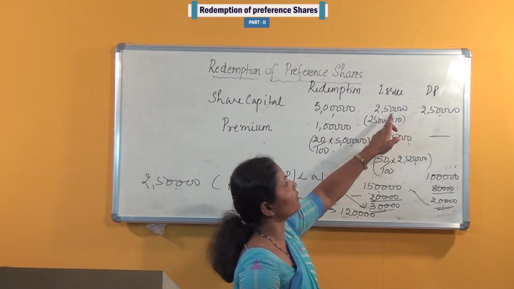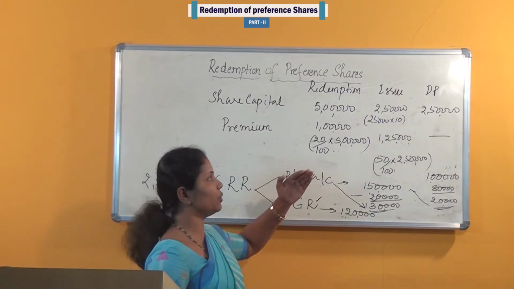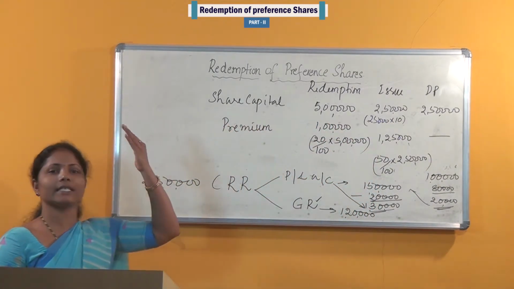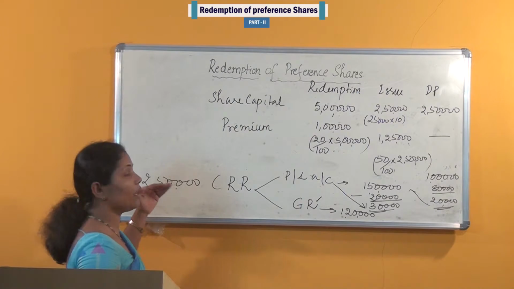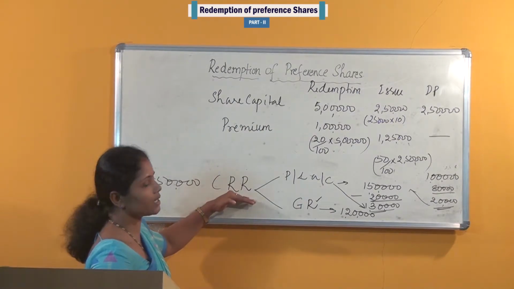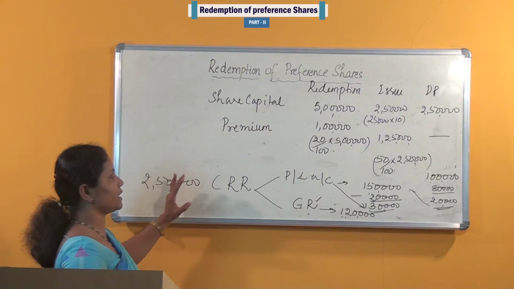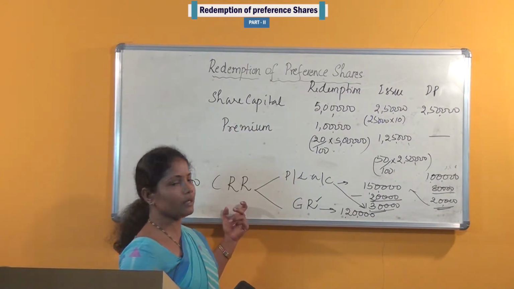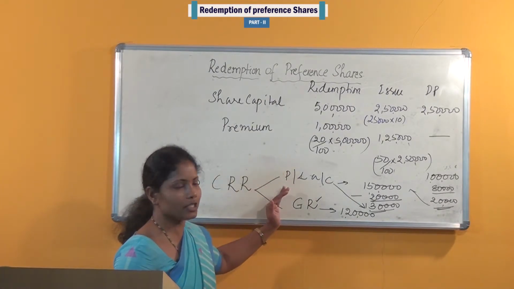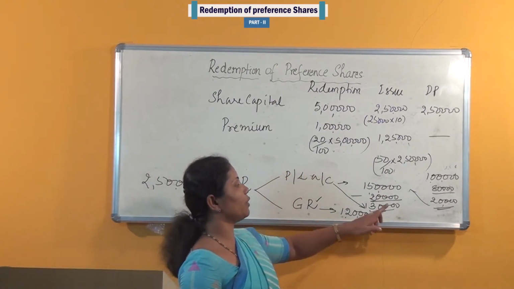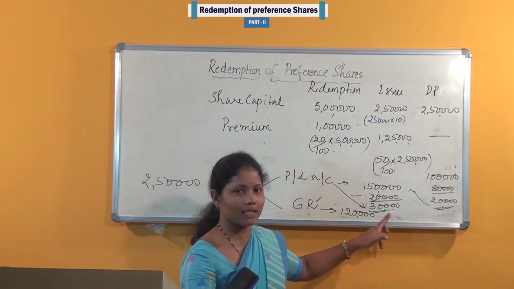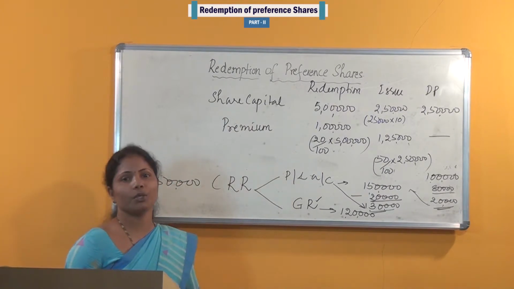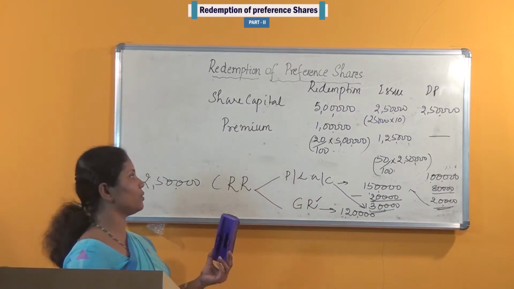As 2,50,000 is the proceeds from fresh issue, the remaining 2,50,000 has to be transferred from divisible profits. It means we have to create capital redemption reserve out of divisible profits. The divisible profits available for creation of capital redemption reserve are profit and loss account and general reserve. The profit and loss account balance available is only 1,30,000. The remaining amount has to be transferred from general reserve to the extent of rupees 1,20,000.